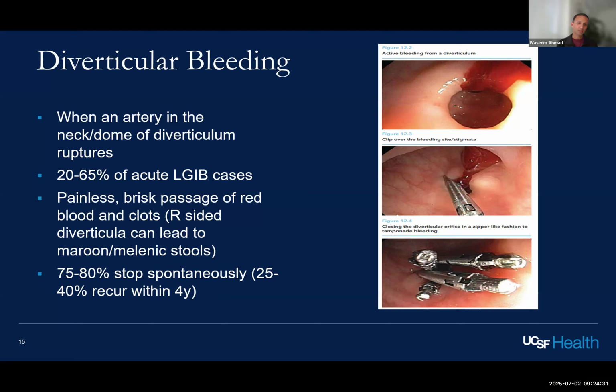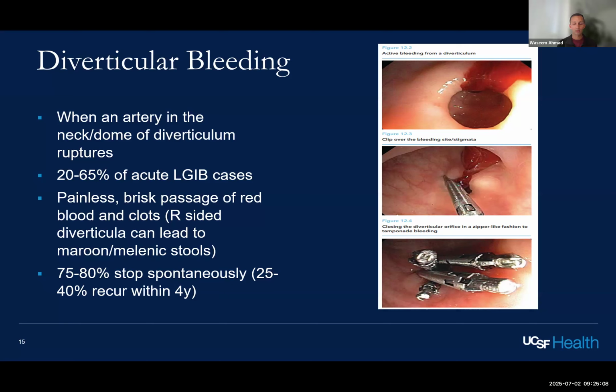So diverticular bleeding occurs when an artery in the neck or dome of a diverticulum ruptures. Again, this is going to make up about half to two-thirds of your acute lower GI bleeding cases. Clinically, or based on history, it's usually painless, brisk passage of red blood and clots. With that said, if you have somebody that has just right-sided diverticula, and maybe it's not as fast as it is on the left, then you could have maroon stools or melenic stools. So again, don't get phased just by the color of the stool.